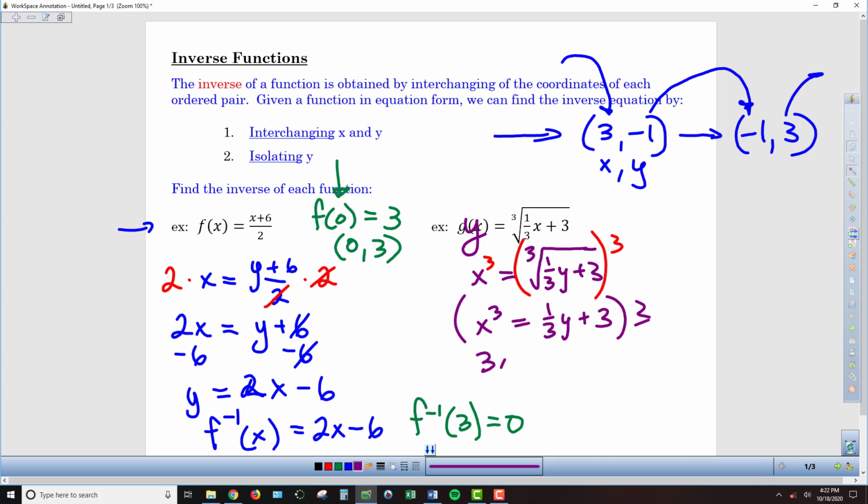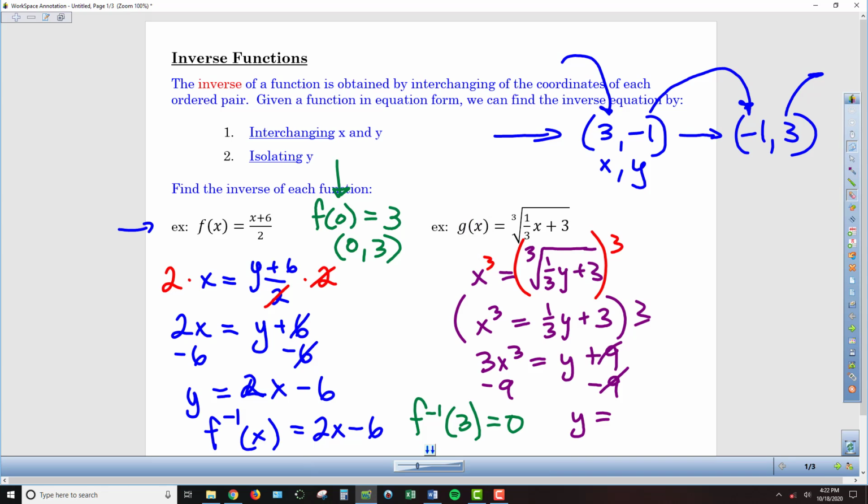So I get 3x cubed equals y plus 9. And now my last step is to subtract 9 from both sides to isolate the y. So we get y equals, but instead of writing y equals, since I am finding the inverse of my original function g, I'm going to write it as the inverse of g of x, with that -1 exponent there, equals 3x cubed minus 9.